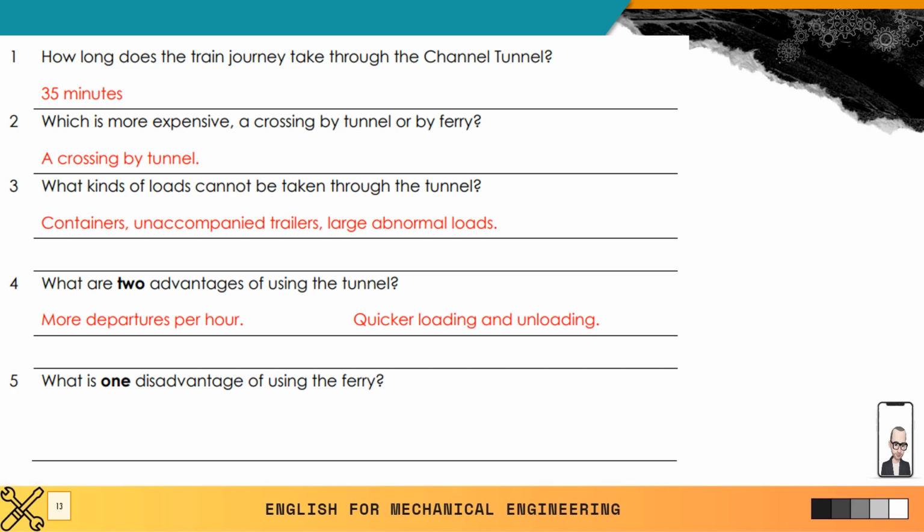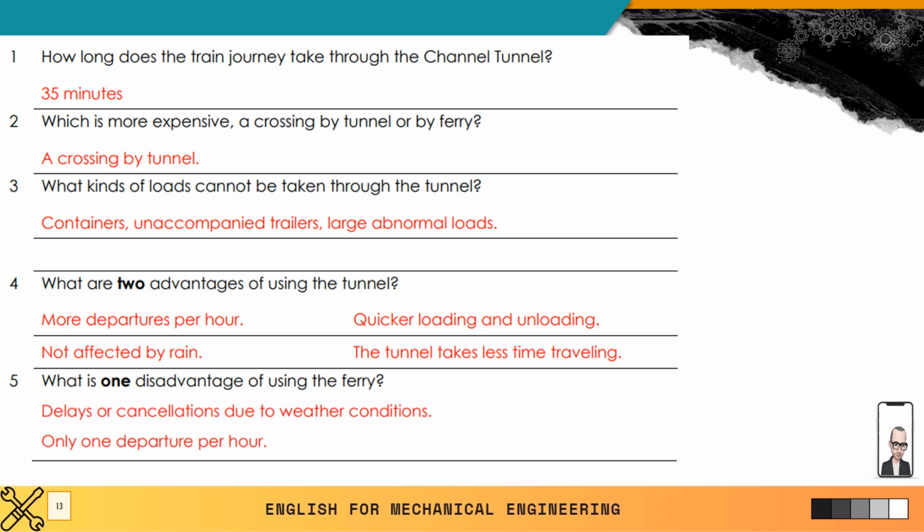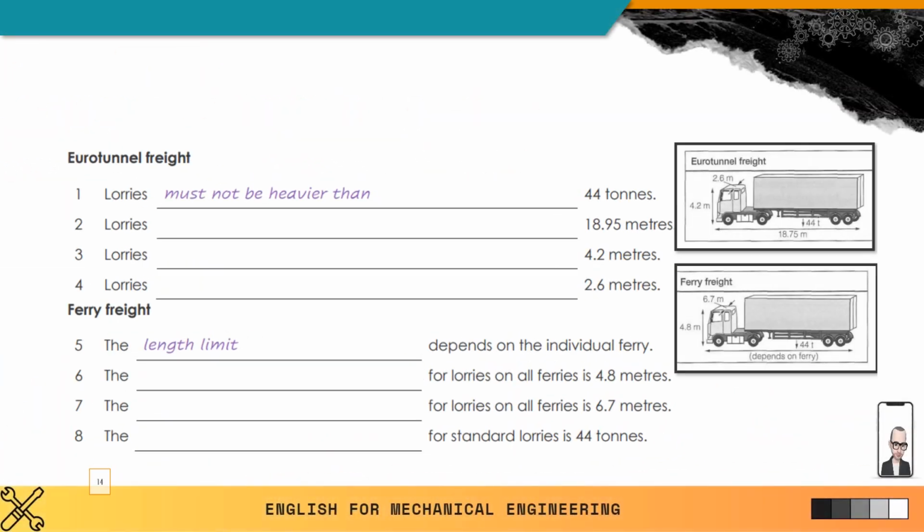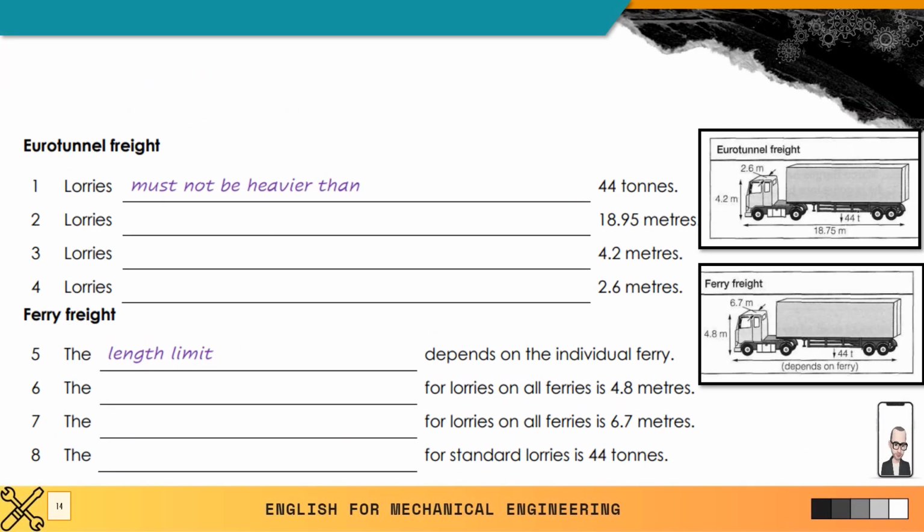What is one disadvantage of using the ferry? Okay, two more there. Delays or cancellations due to weather and only one departure per hour. What's the next one? Okay, excellent. Next one here, still related to the Eurotunnel reading.